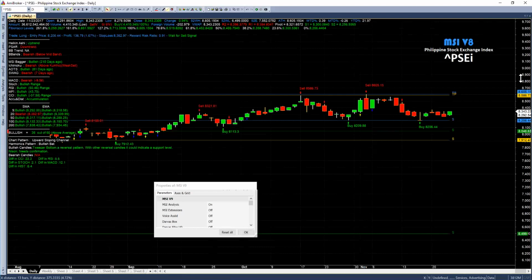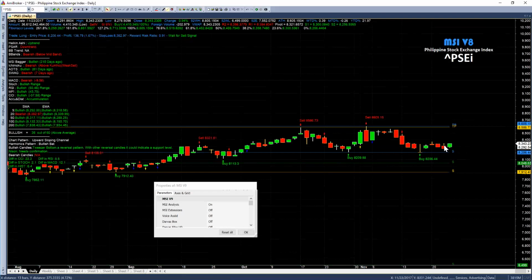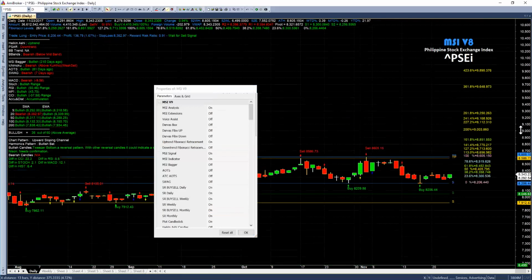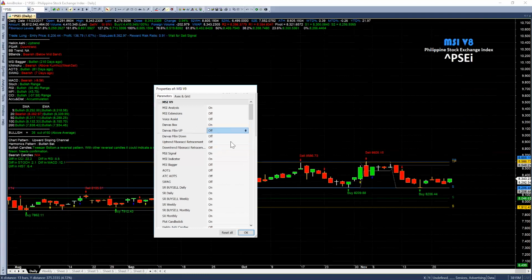Okay, so dito ngayon sa stock na to, makikita nyo na after ng target price at 8605, hindi nyo na alam kung ano yung next prices. So pag ganyan yung situation, pwede nyo gamitin yung uptrend Fibonacci retracement. Okay, you can switch it on. Then you will have an idea kung ano yung mga next target prices. Or pwede nyo rin gamitin yung Darvas box. You can switch it on.